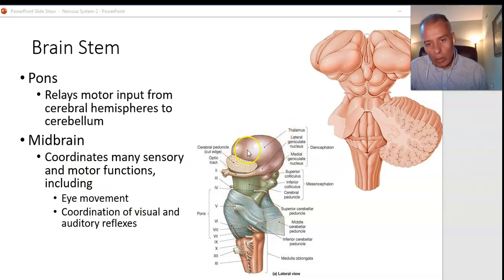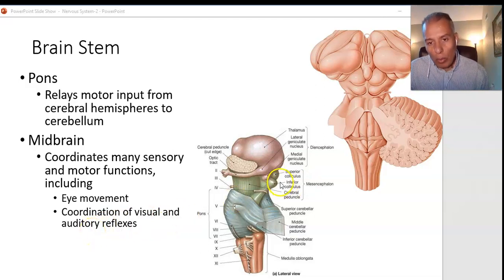There's another set on the other side. Its function is to coordinate many sensory and motor functions, including, for example, eye movement. You move your eyes up and down, laterally and so on. That movement of the eyes is controlled by cranial nerves that arise from the midbrain. So cranial nerves number 2, 3, and 4. And also coordination of visual and auditory reflexes.